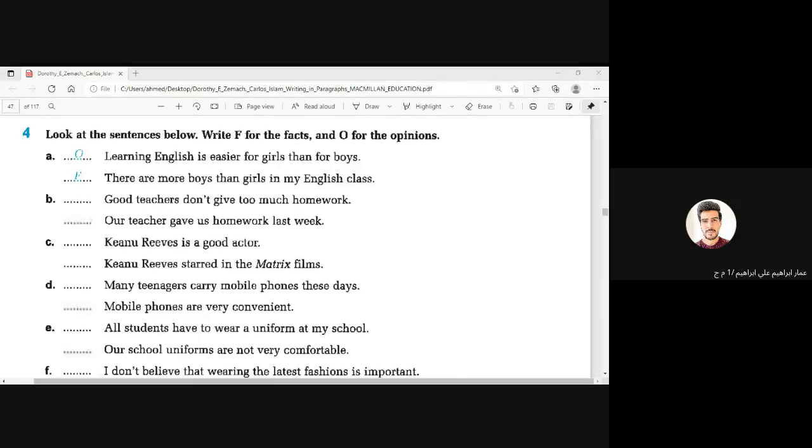Yes, Ammar Rahim, please. Letter C. Keanu Reeves is a good actor. This is an opinion, okay. Now, Keanu Reeves, is this person a male or a female? What do you know about this person? Is this person a male or a female? Yes, Ali Hassanin.